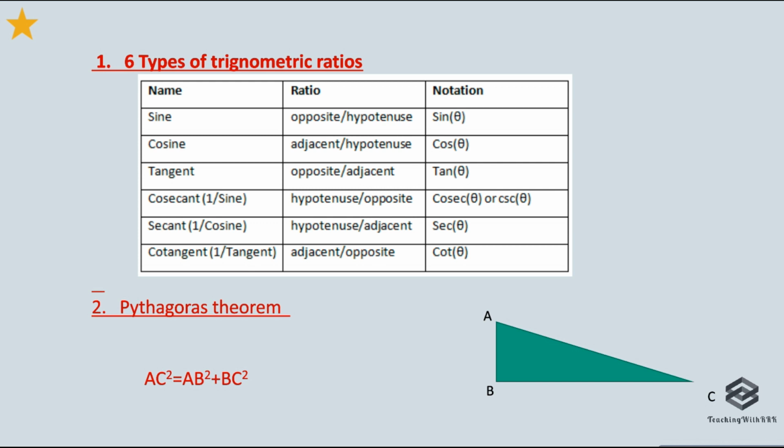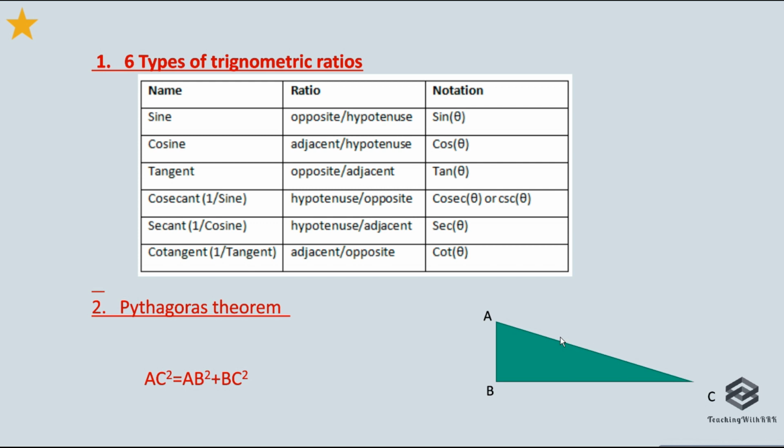Here A and C are acute angles. Trigonometric ratios are defined for acute angles only. So here the acute angles are A and C. Suppose sine A. Sine A is opposite by hypotenuse, so BC by AC. Cos A is adjacent by hypotenuse, AB by AC. Tangent is sine by cos or opposite by adjacent. So tan A equal to BC by AB.